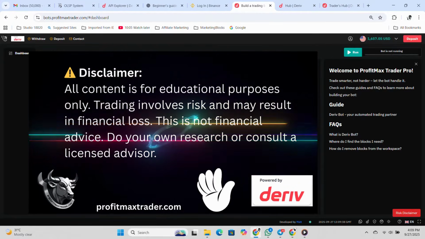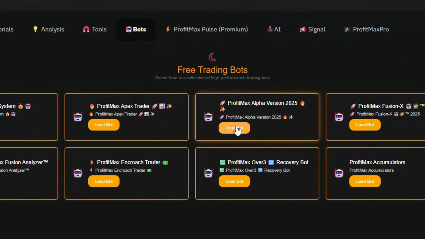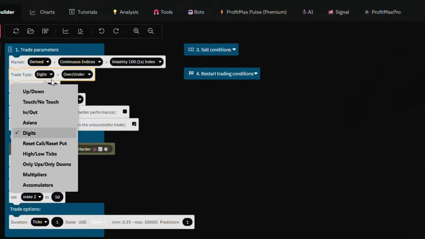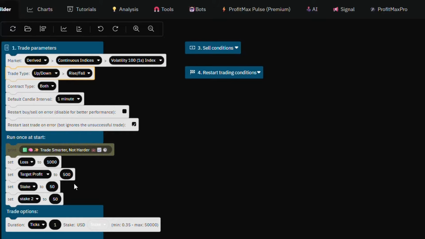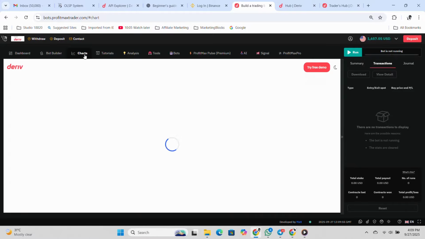So today we are going to look at how anybody can catch rise and fall trades. We'll be using the ProfitMax Alpha version 2025 bot. Adjust the trade type to up and down, that is rise and fall, and then keep the bot ready and hanging there. Come to charts.